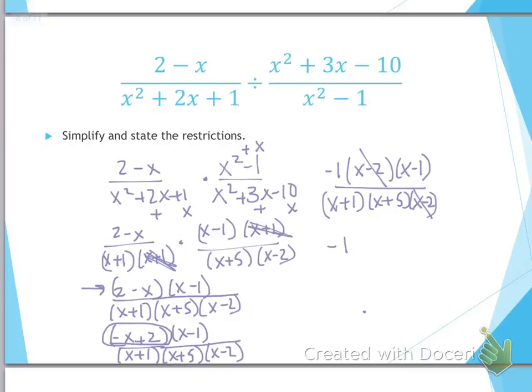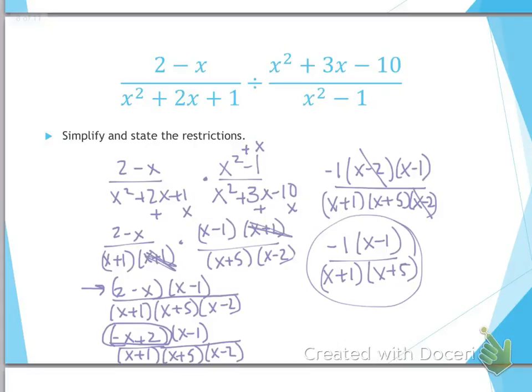So now all I have left is negative 1 times x minus 1, and then I got x plus 1 on bottom, and x plus 5. Okay, so there's nothing else that can cancel, so that's going to go ahead and be my answer. My restrictions, I go back up to the part that I've already flipped. I can't have x equal to negative 1, negative 5, and positive 2, because we're just looking at the bottoms.